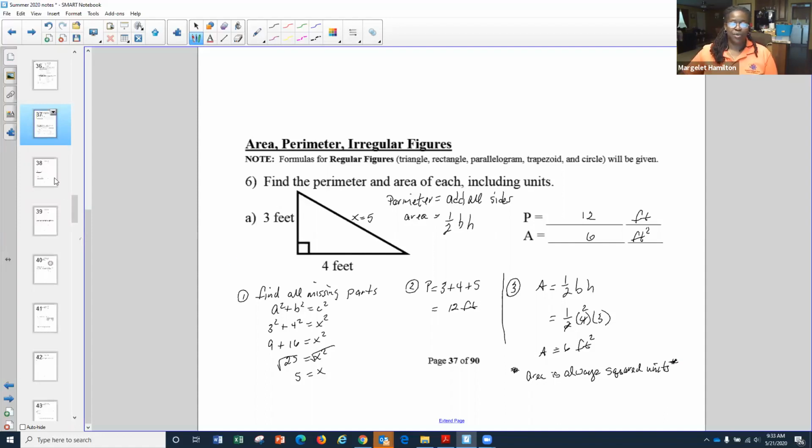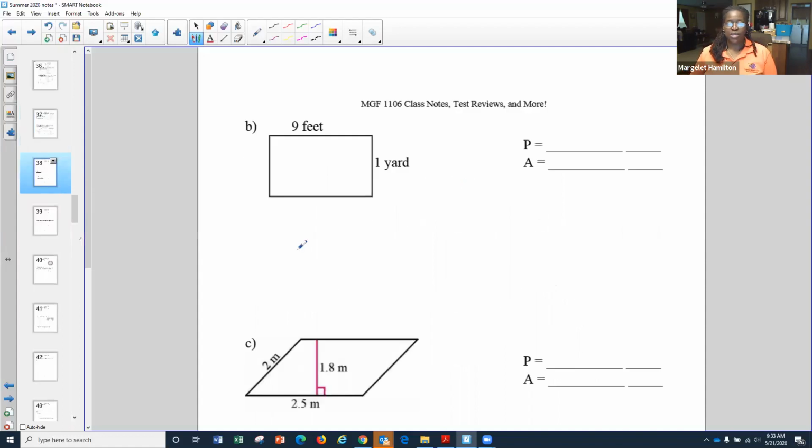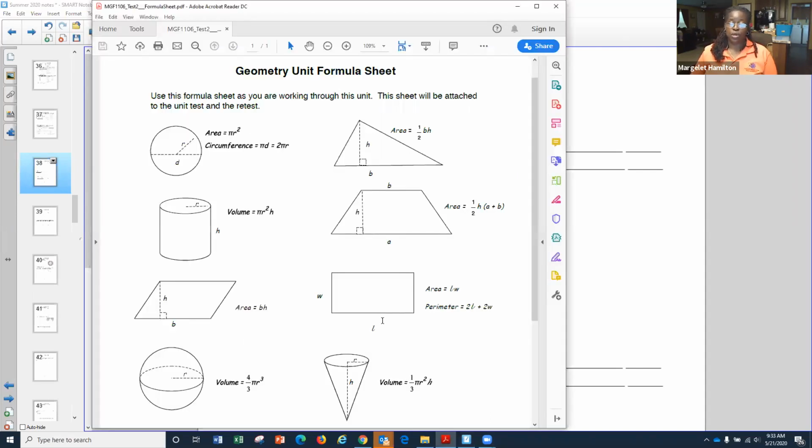Let's check out our next one. I think we can squeeze it in. Here we have our friend, the rectangle. Again, they want us to find the perimeter and the area. So we know the perimeter, we're going to add up our sides. But let's get the area. Again, going to our formula. Remember, you're going to have this sheet with you while you're doing your homework.